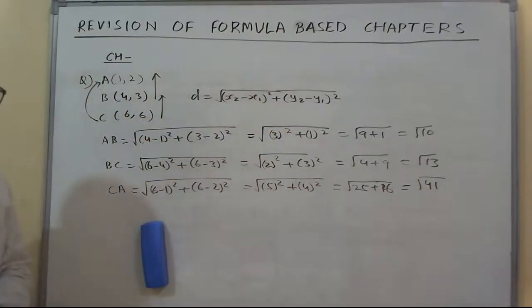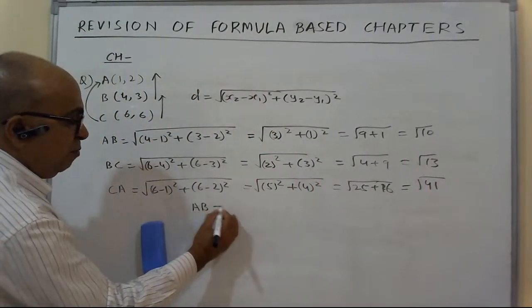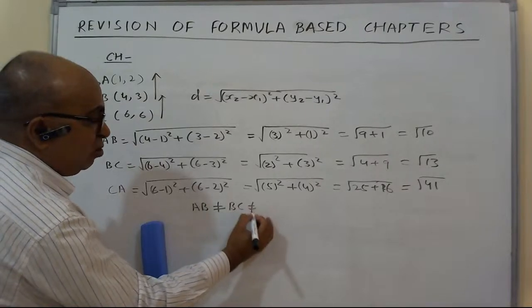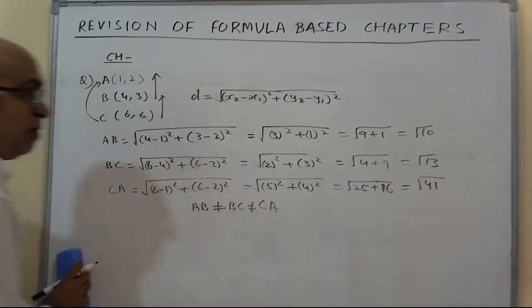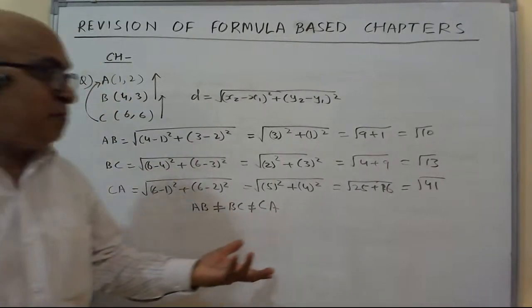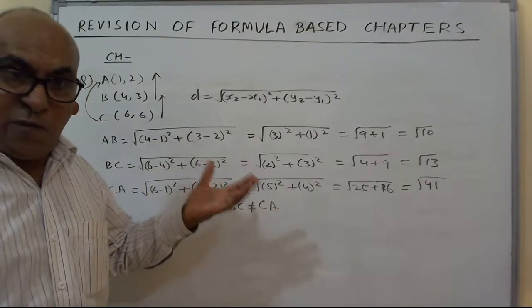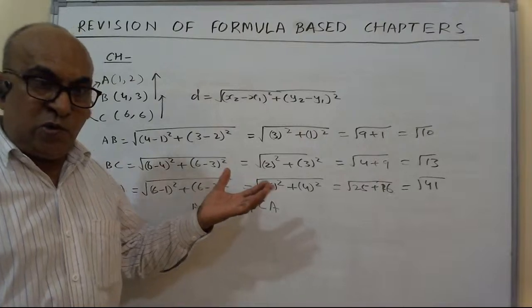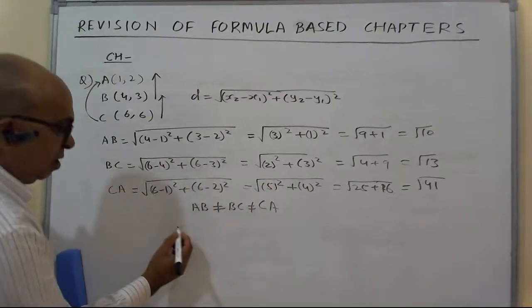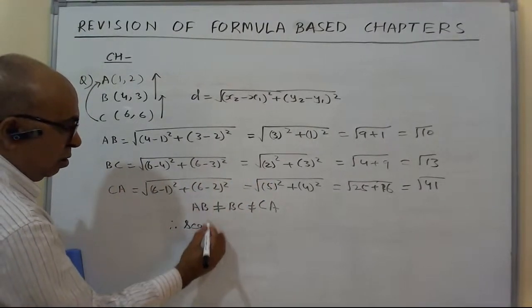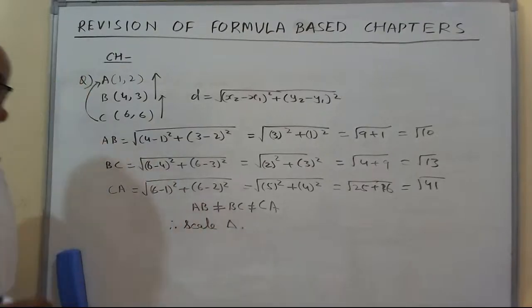All sides are different. We can say AB is not equal to BC is not equal to CA. So they are asking which type of triangle they are forming. It is understood, if they are asking which type of triangle, therefore it is a scalene triangle, right? Scalene triangle. And now after this, the next chapter is areas related to circles.